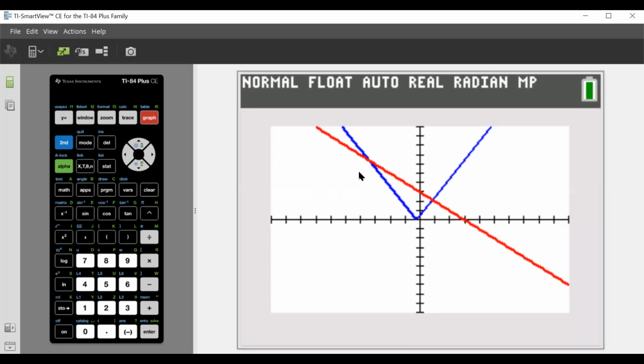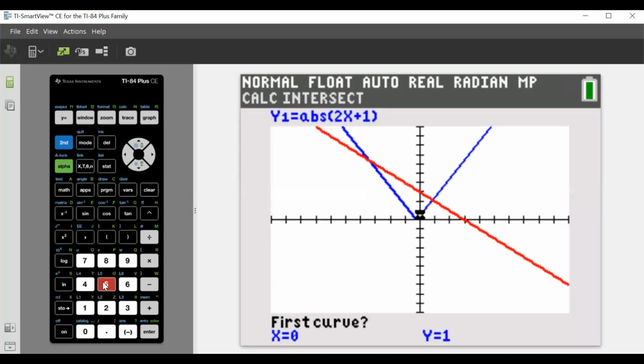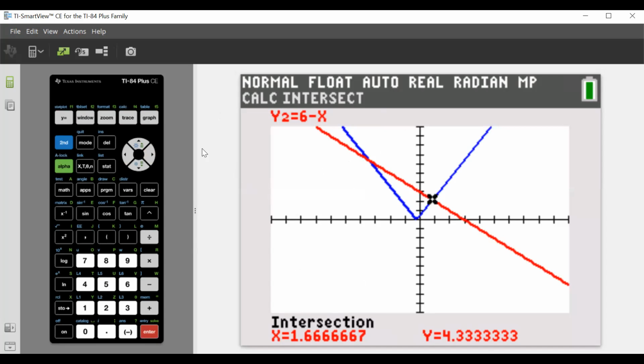Well, now what are we going to do? Well, we're going to find that intersection again. And so we're going to do a 5, and blue's fine first, red's fine for the second, and our first guess, well, that's going to be our first guess. So we get 1 and 2/3 and 4 and 1/3. Okay. And so we can write that down.